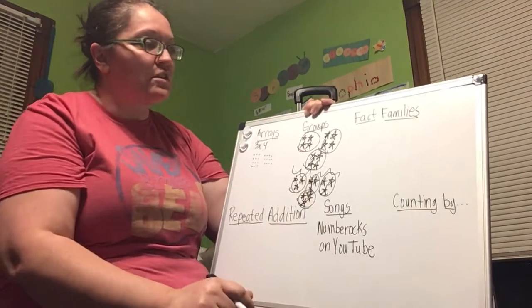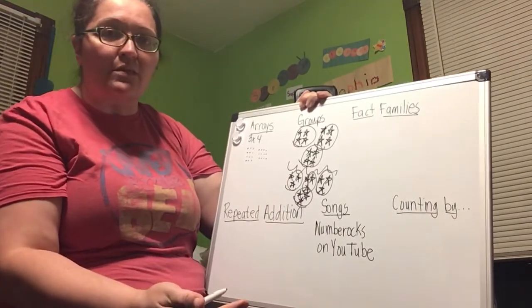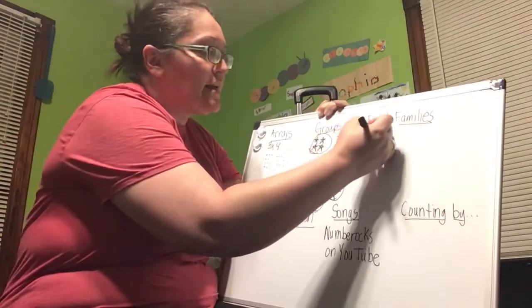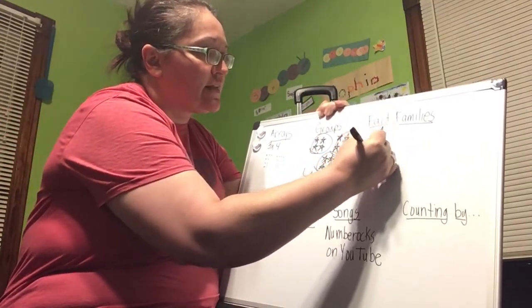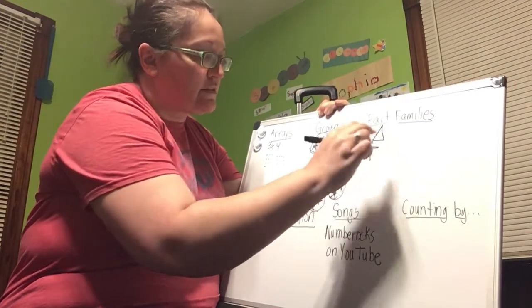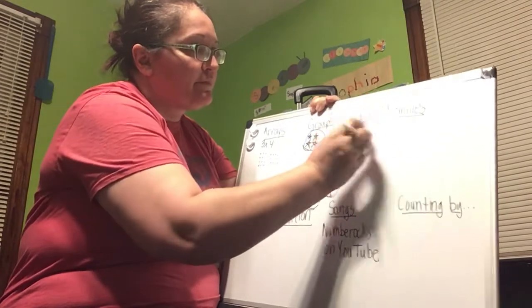Fact families. So the next thing that you can teach them is fact families. Some of them might have done this in first grade with addition and subtraction. So what I do with my kids is I make a house like this. That house is way too small. We're going to need more space than that. You need a bigger house.